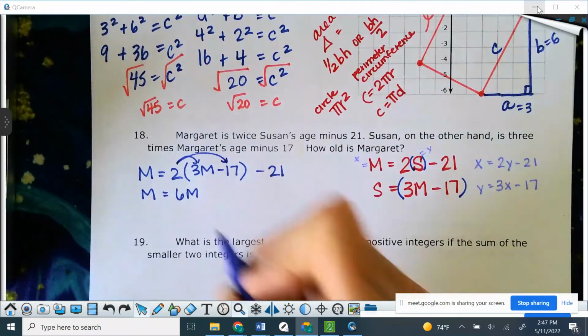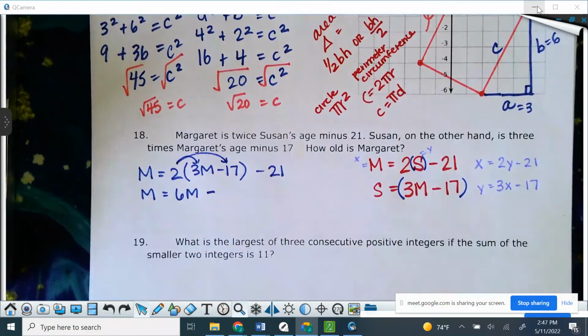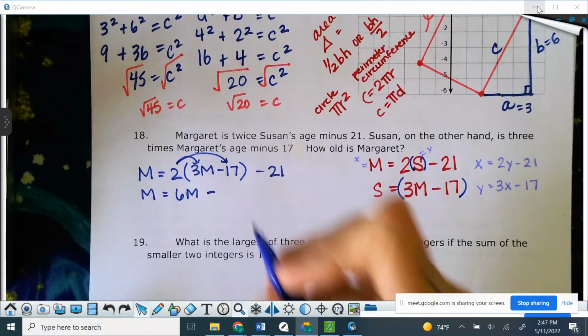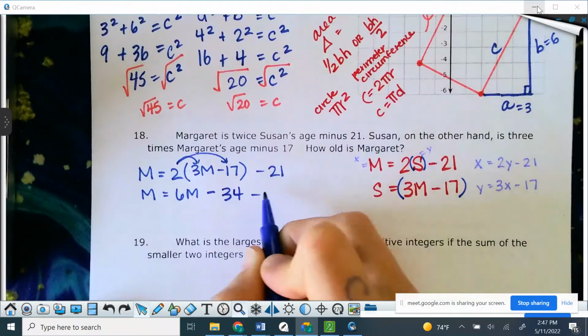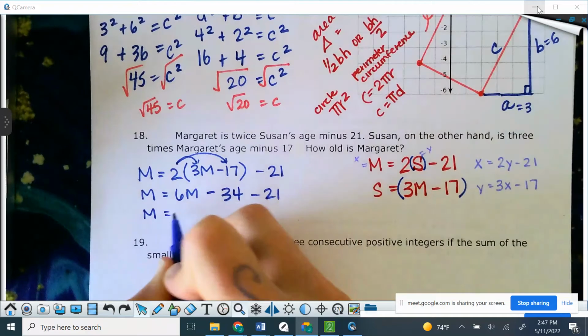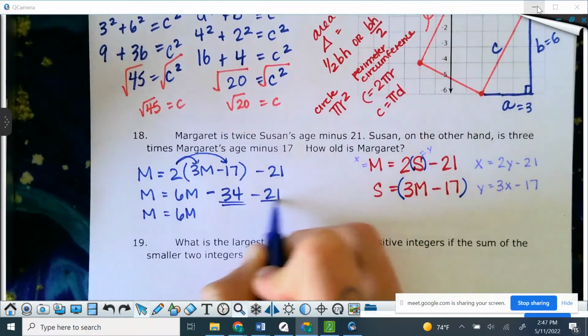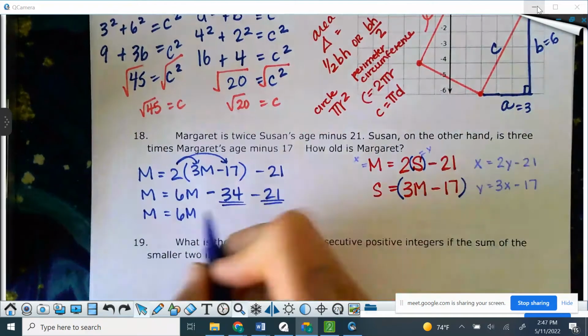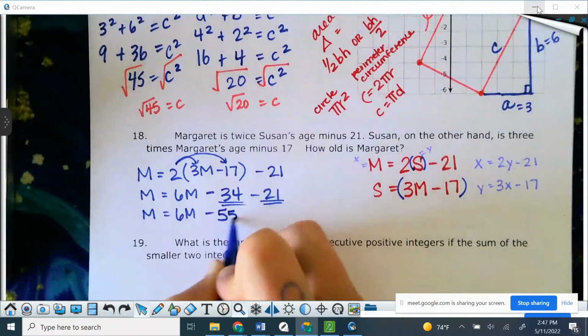What's 2 times the negative 17? Anybody want to tell me what's 2 times a negative 17? Good job. Thank you. Negative 34. And then minus 21. Now you're going to clean up on one side of the parentheses. So I have m equals 6m. These guys are like terms. So if I put those together, I end up with a negative 55, right?